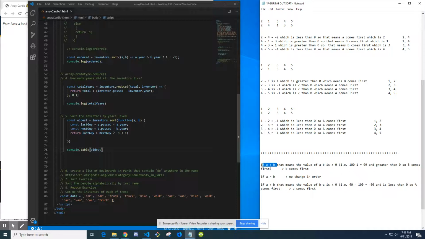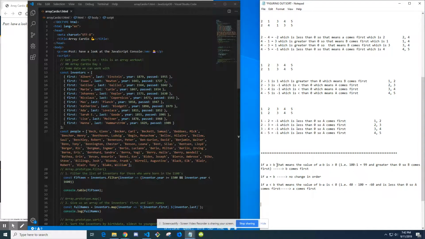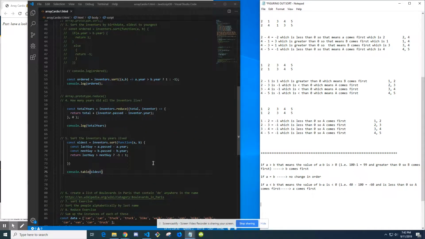If A is greater than B, that means the value is A minus B, so it's greater than 0. So 100 minus 1 equals 99, greater than 0. So B comes first. If it's the same, no change. If A is less than B, that means the value of B minus A is less than 0. So A comes first. So let's play with a few of these. I'm not going to do all of them. But the formula that we had was right here.